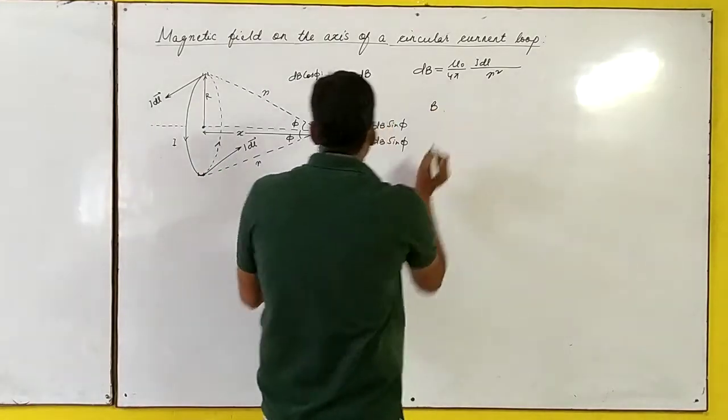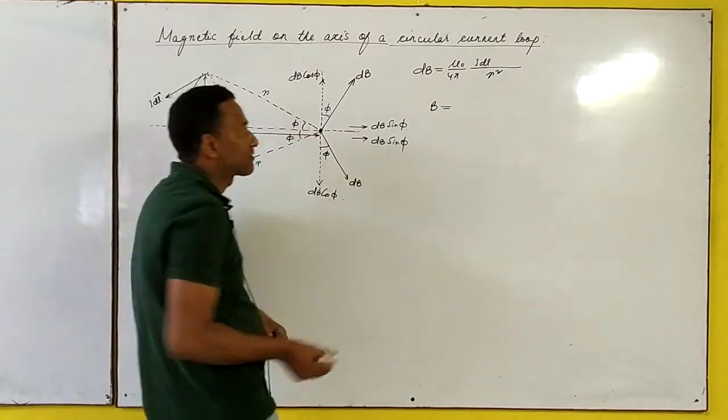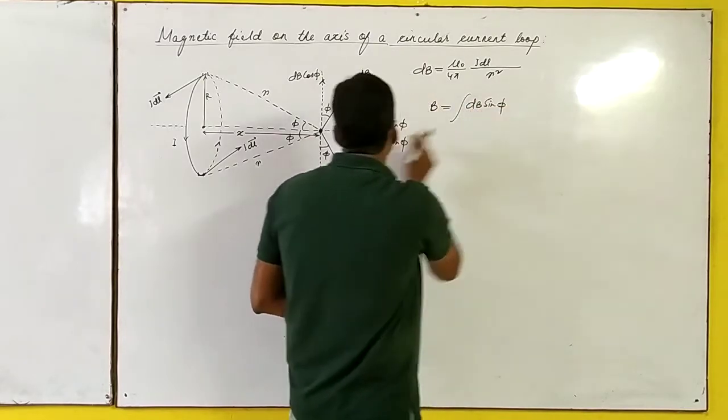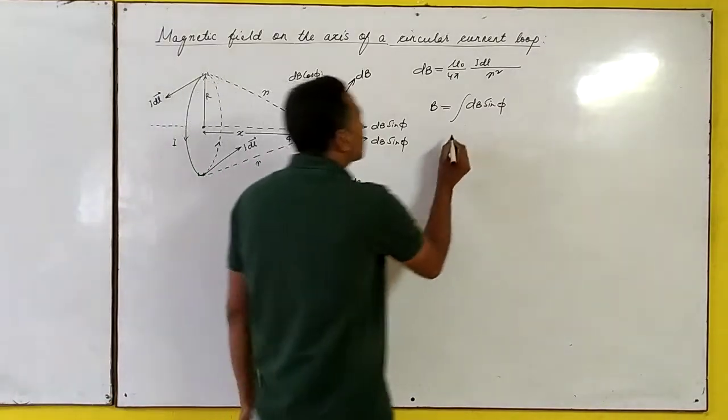Okay, so the net magnetic field at this particular point, which is a point on the axis, is equal to the integration of dB sin phi. All dB sin phi we are going to integrate. Integration means summing up. Okay, so let us put the values down.